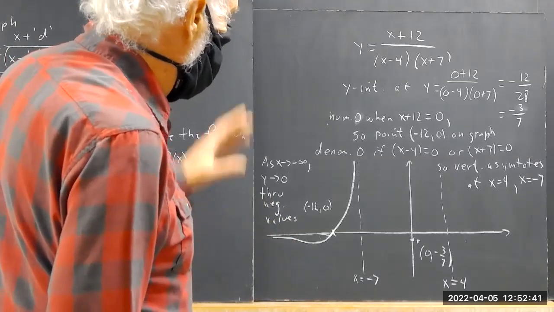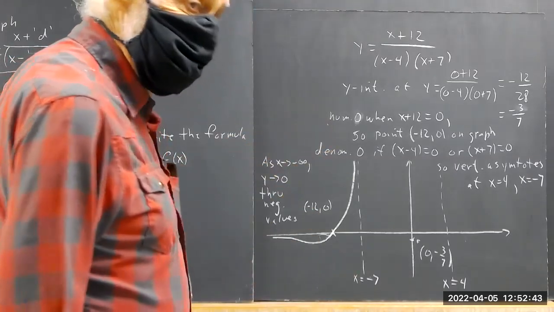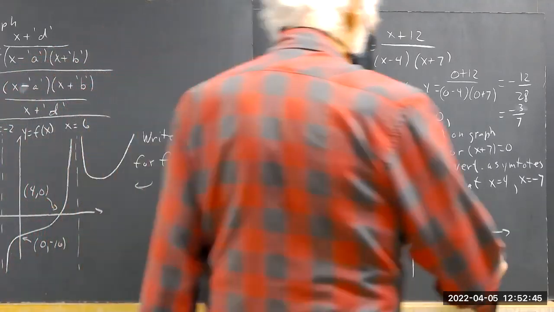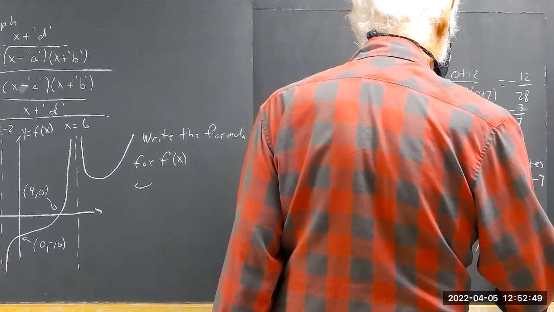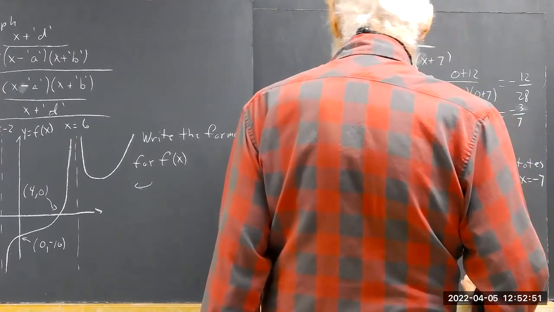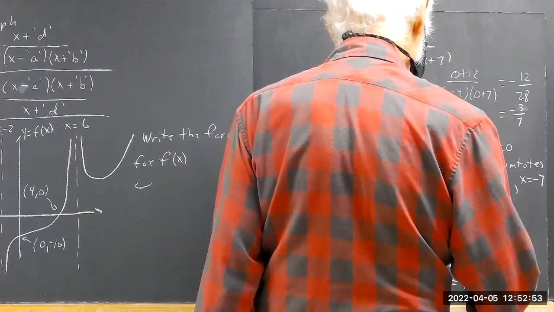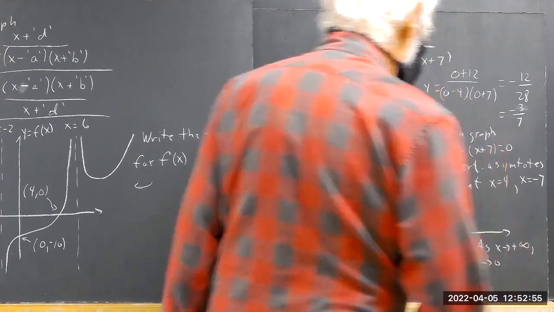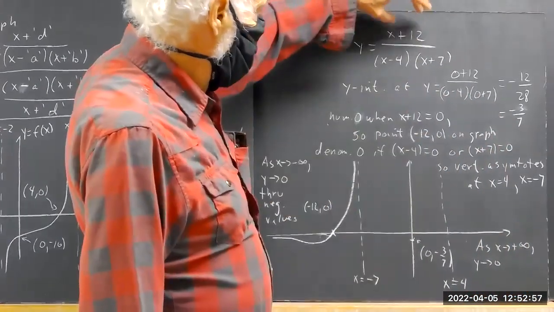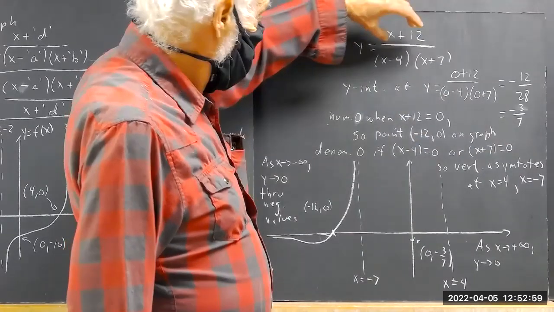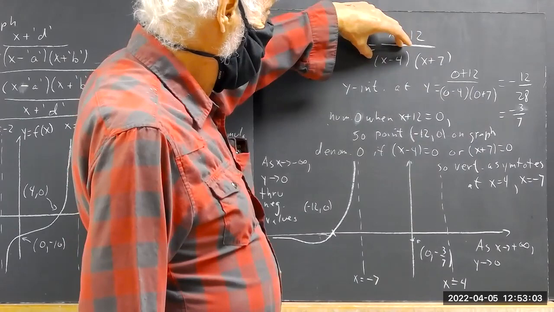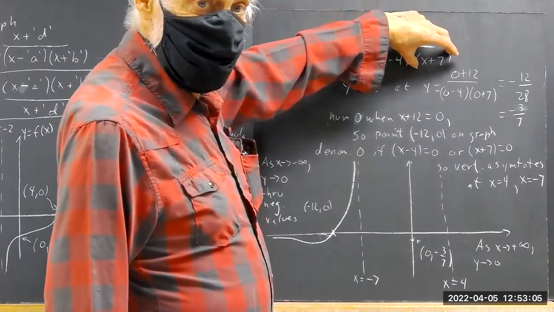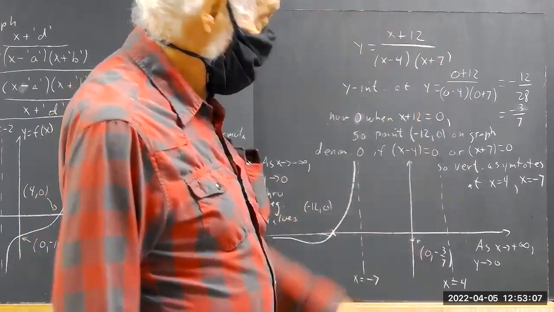Okay? As x goes to positive infinity, y goes to zero, because same argument: x is really big, divided by a nearly equally big number, and by that equally big number again, it's going to give you something very close to zero.